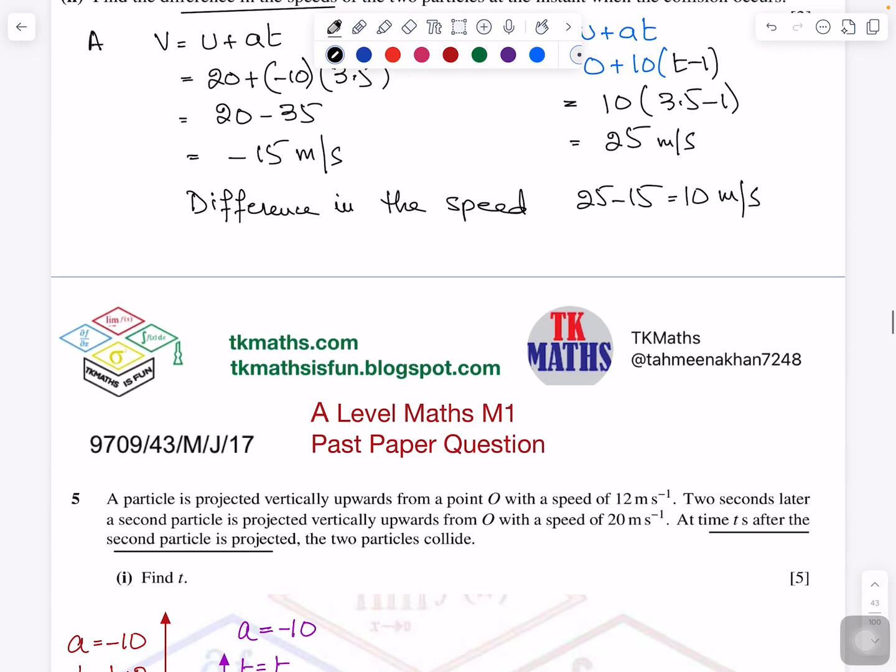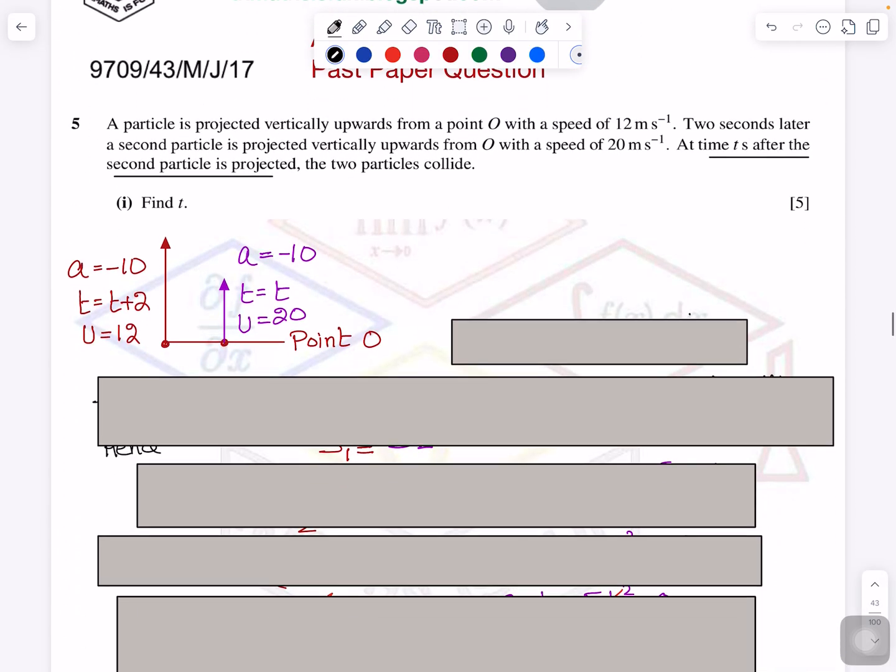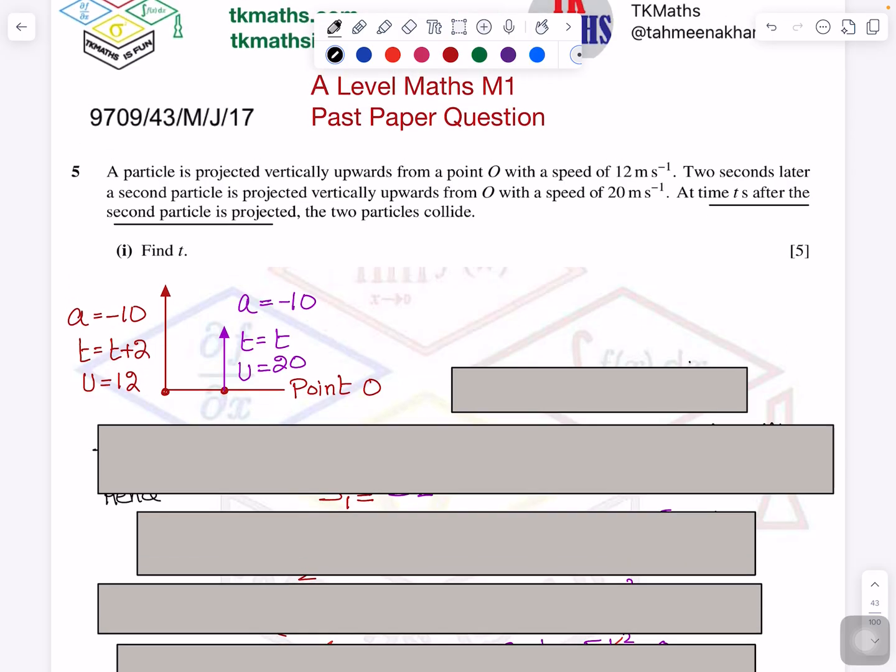And now the next question, you can put the video on pause and try it yourself. I have drawn the diagram here to make it easy for you. And now I'm showing you the answer. You can put the video on pause and solve it. Okay.